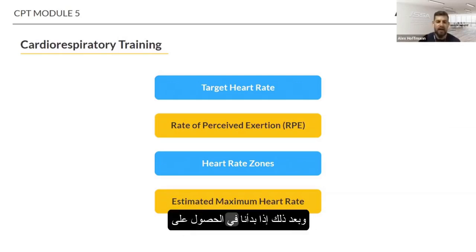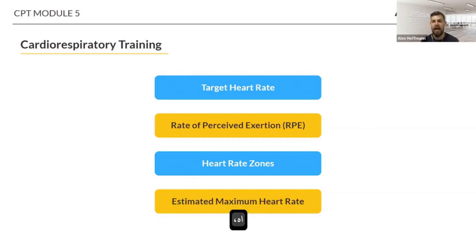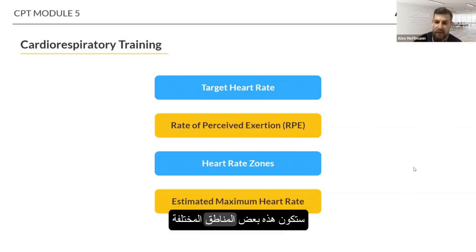And then if we start to get above 85 to 90%, that's when we're looking at improving our anaerobic endurance or improving our lactic threshold. So those would be some of the different zones that we could train at using our target heart rate and heart rate zones. We would simply get our estimated heart rate max by taking 220 minus our age. So if you're 40 years old, you would take 220 minus 40, and the estimated maximal heart rate that you can train at would be 180 beats per minute.